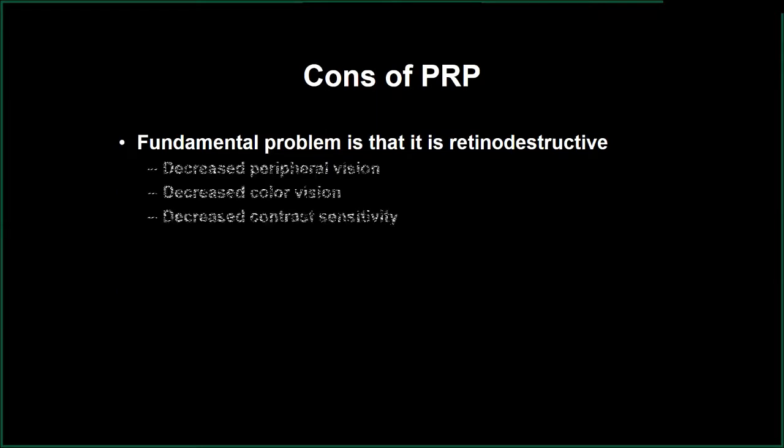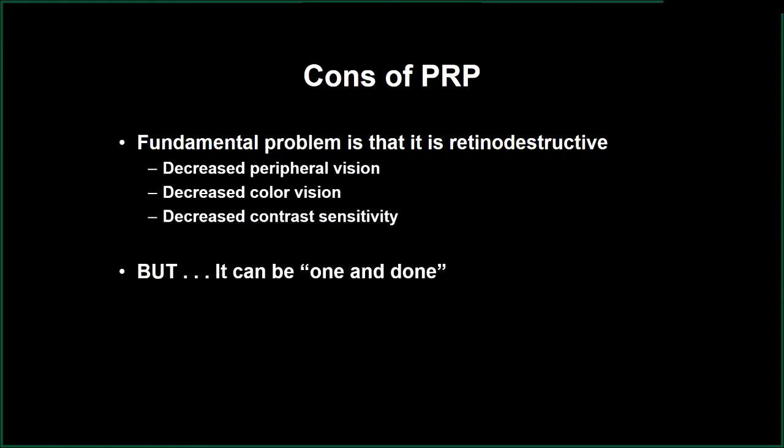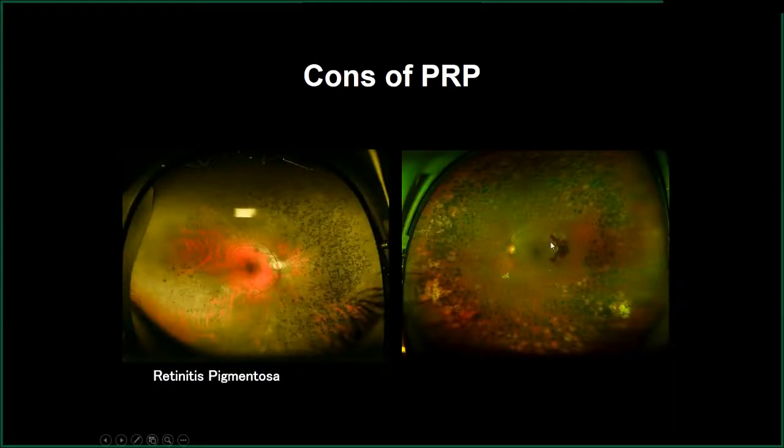So the fundamental problem, as I said, is it's retinodestructive, so there is decreased peripheral vision to some extent. There's definitely decreased color vision and contrast sensitivity. But, and this is the main advantage, you can do one PRP and this patient can be set for life. Even if they start getting A1Cs of 10, 11, 12, they may not break through if you do one good laser, like the laser here on the right. If you can do that in one sitting or maybe two sittings, they can be one and done or two and done. They can still break through occasionally. They get A1Cs that are really high if they have a genetic predisposition, family history. But generally, we can get someone to the point where they are done. They might get macular edema, but they're not going to lose the eye. They're not going to go blind.